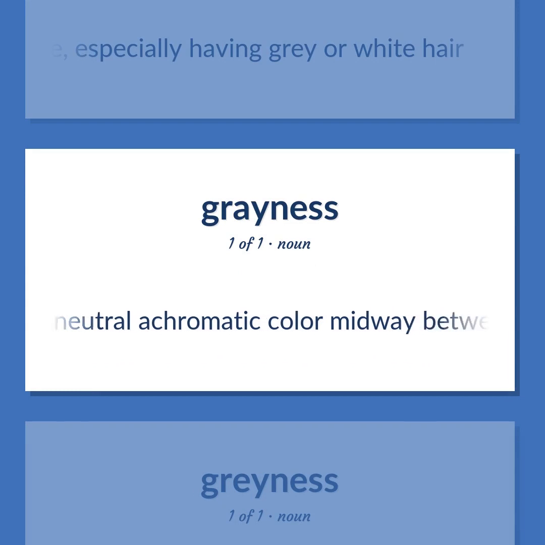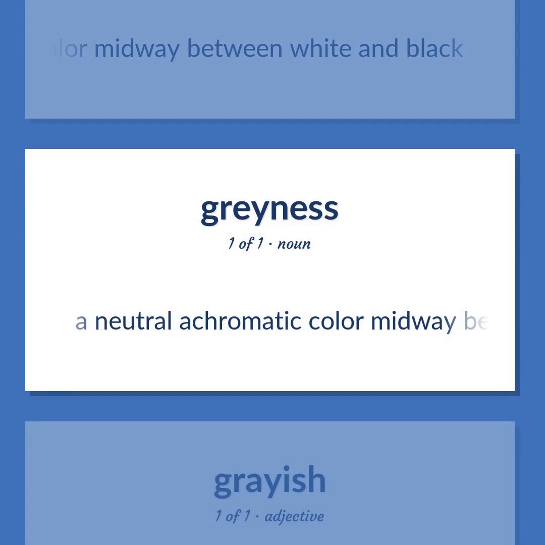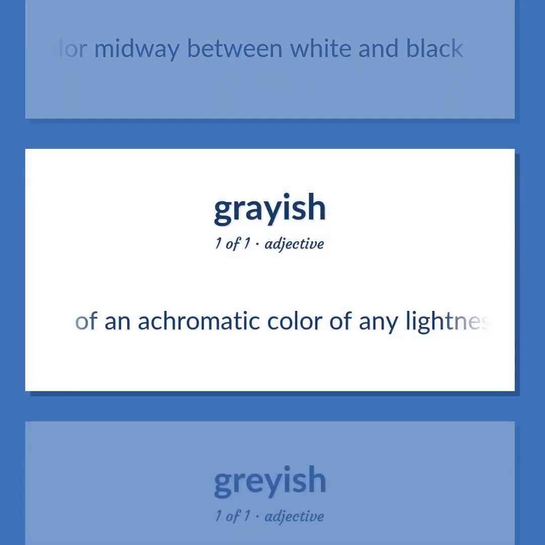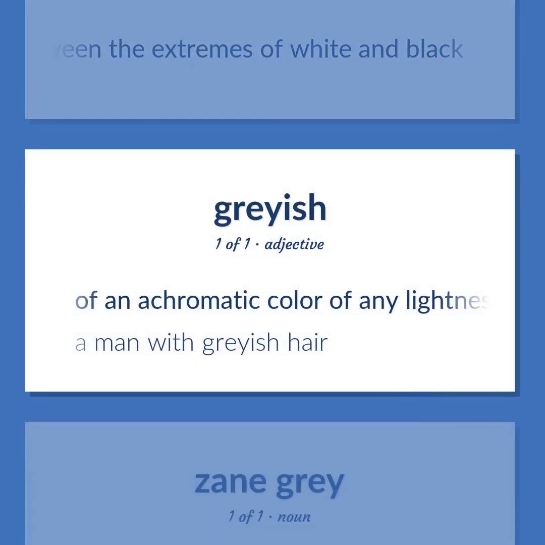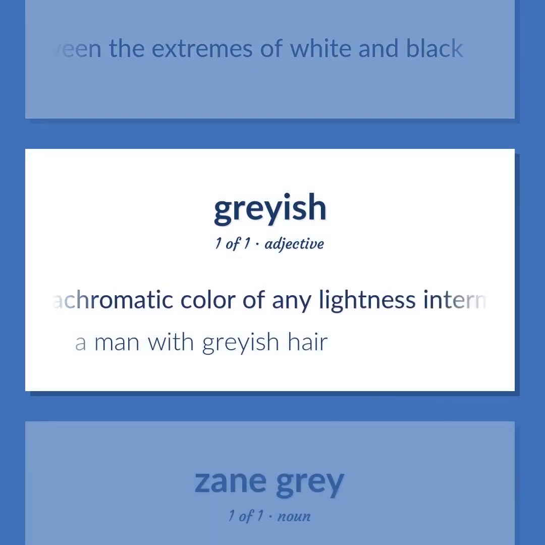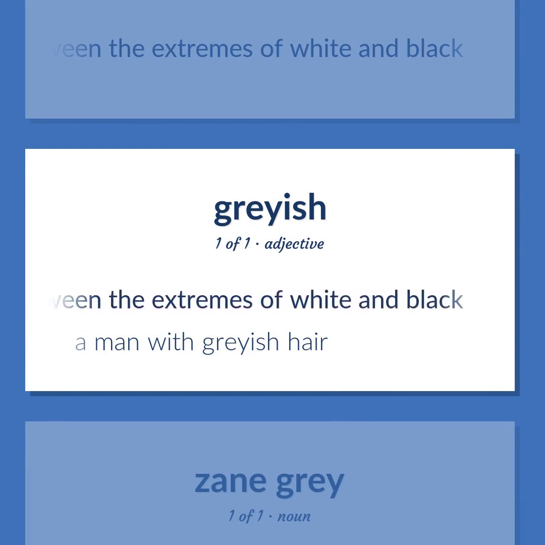A neutral achromatic color midway between white and black. Of an achromatic color of any lightness intermediate between the extremes of white and black. A man with grayish hair.